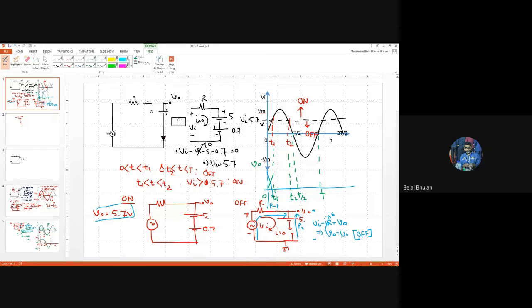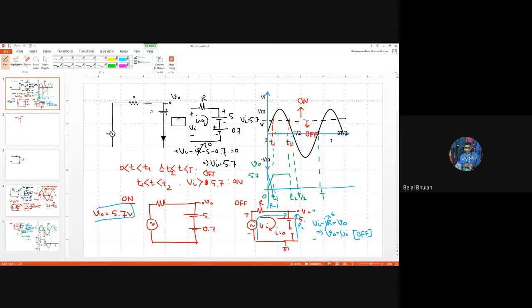And then the T1 to T2 interval. In this interval, what will be the conduction state of the diode? The diode will be on. If the diode is on, we know V naught is equal to 5.7. That means for the whole interval, every time we're going to find 5.7. So it will be a constant 5.7.